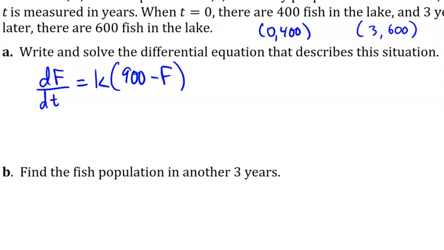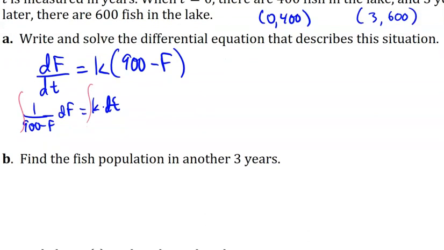All right, so how do I solve this? Well, I'm going to get the f stuff to the left, so it's going to be 1 over 900 minus f times df, and that's equal to k times dt. And then, let's integrate both sides.